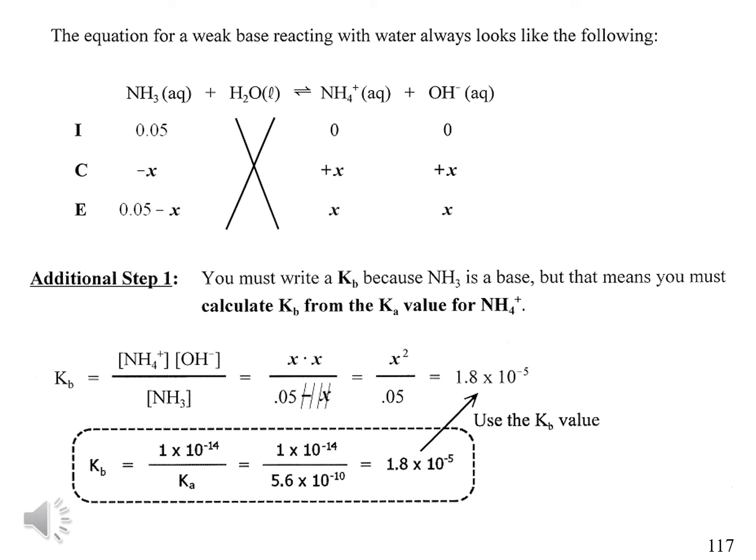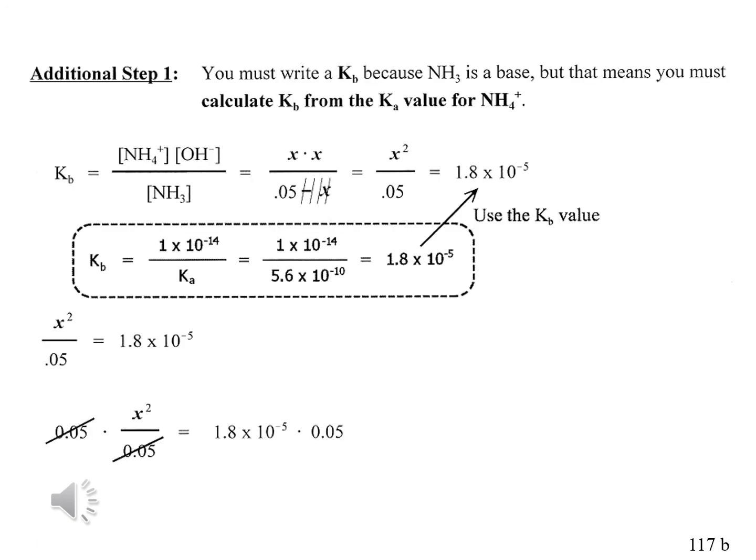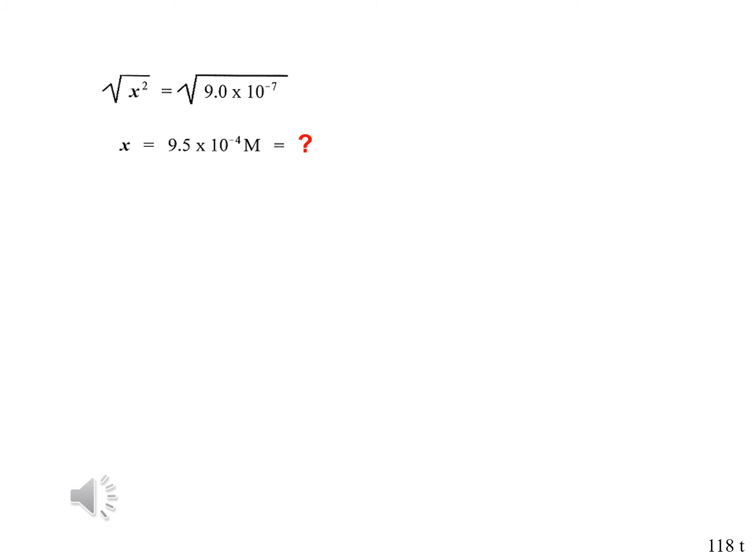Whenever I do these in either the worked out homework or in the lecture, I always put this calculation in one of those dashed boxes so you recognize it. And when you're doing a base problem, you have to set x squared over the original equal to the Kb. Once you do that, solving it is just like for an acid problem. You multiply both sides by the denominator and take the square root to get x, but this time x is not H plus. This time, since it's a base problem, the x is going to come out equal to OH.